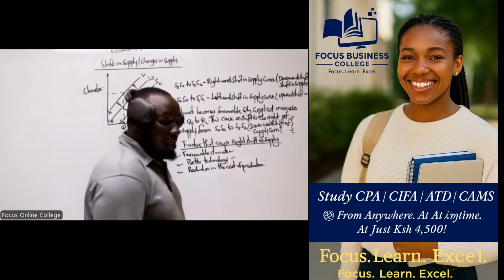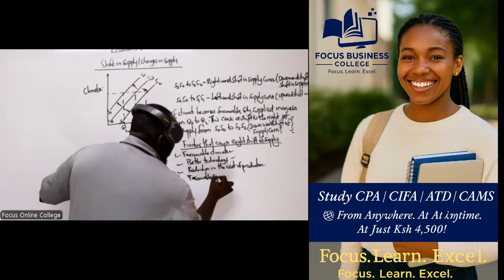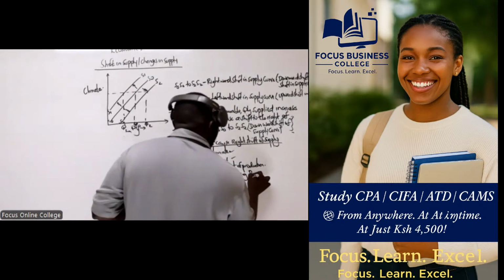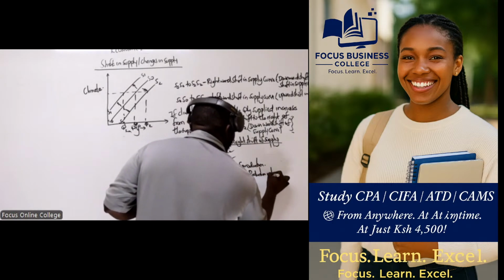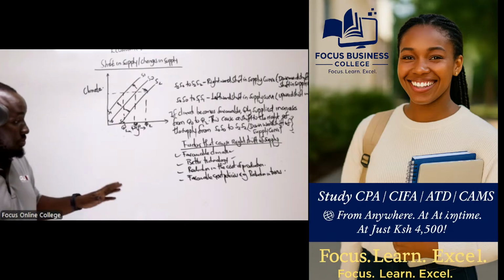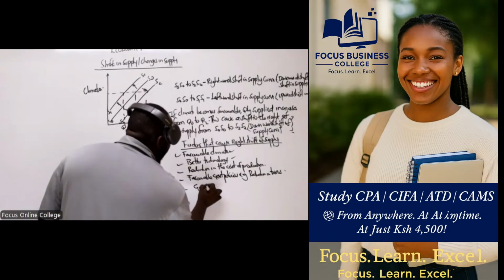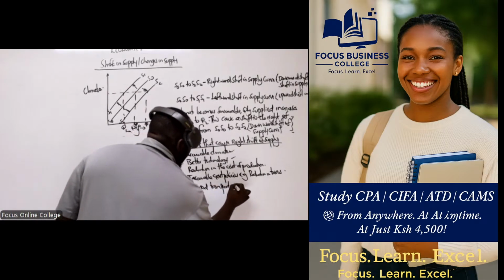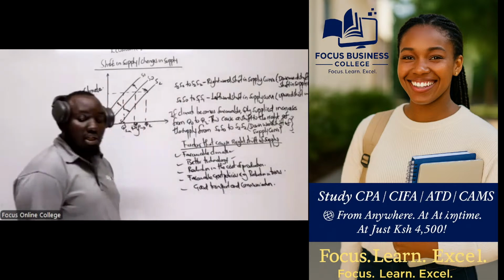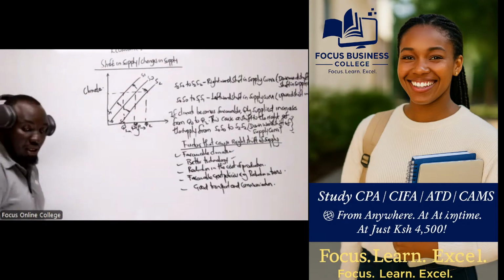Then we can talk about favorable government policy, for example, reduction in taxes. Then you have also good transport and communication. When you have good transport and communication, that definitely leads to a rightward shift, which results in an increase in quantity supplied.